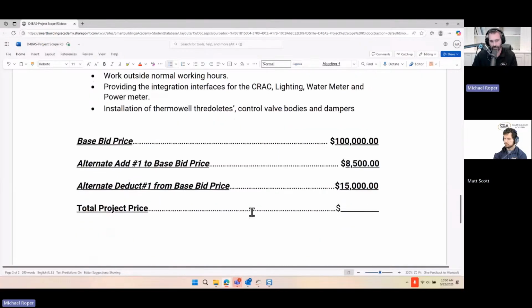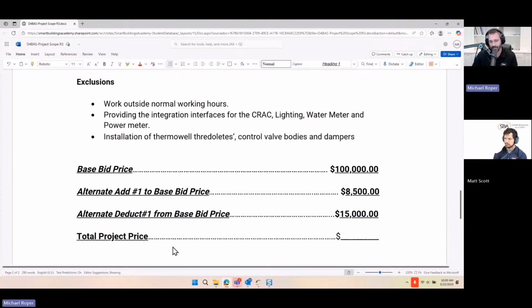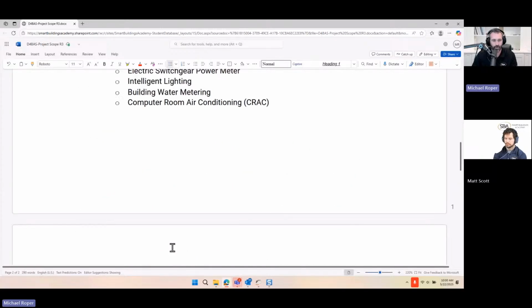Yeah. Okay. And usually they might have the prices laid out like this, nice and neat, where you have the base price, add or deduct. They'll just circle the ones usually that they want, or they'll verify in the signature: base bid only, alternate add, or they're going to do the deduct. Okay. So that's kind of how that goes. That's all I have on that. That's a real short and sweet proposal.